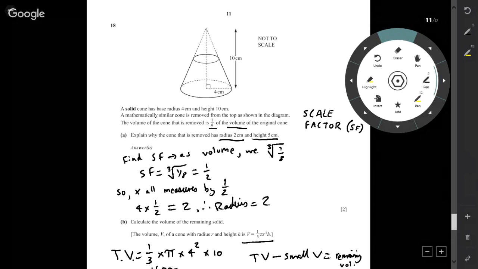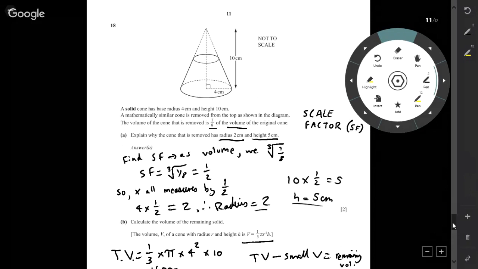So 4 times 1/2, which is the radius, is 2. Therefore, the radius is 2. And we also need to show that the height is 5. So again, we do the height times the scale factor of 1/2 equals 5. So height equals 5 centimeters.